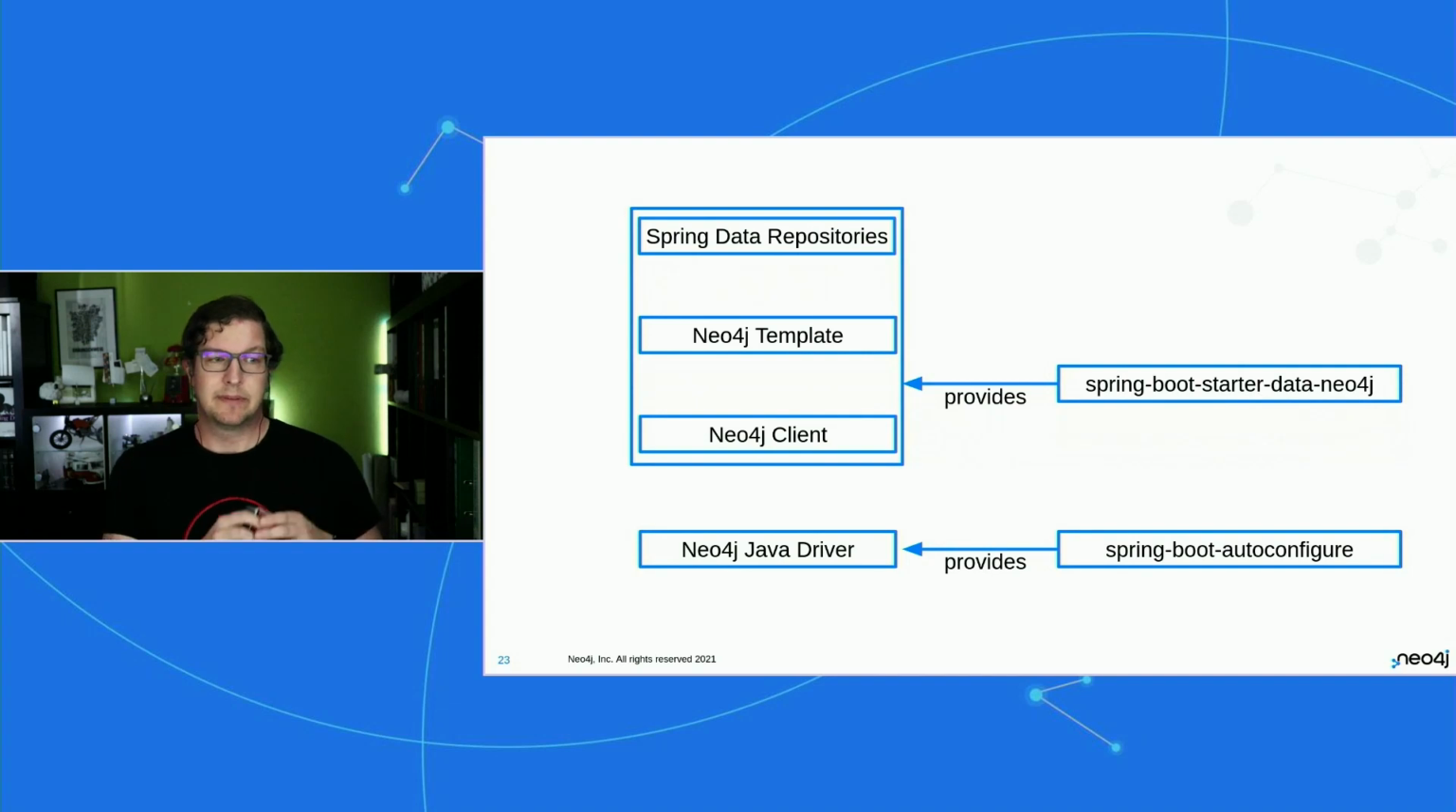Also, an important fact is that all those three things in the box are participating in Spring Data transactions. So you can switch the levels of abstraction within one transaction, for example.